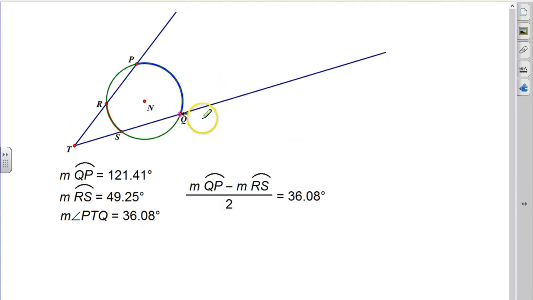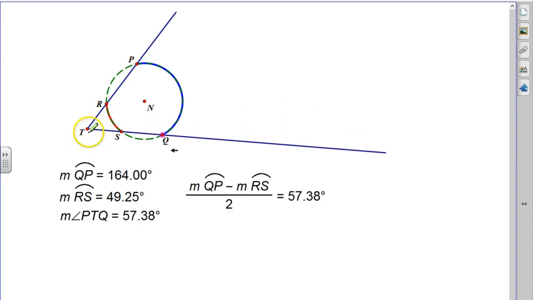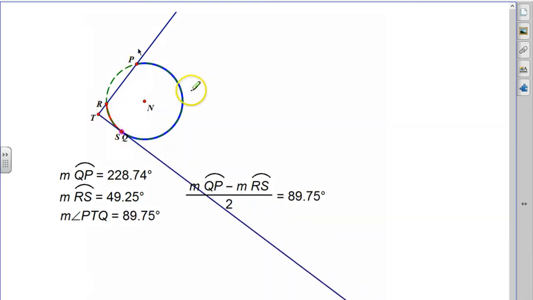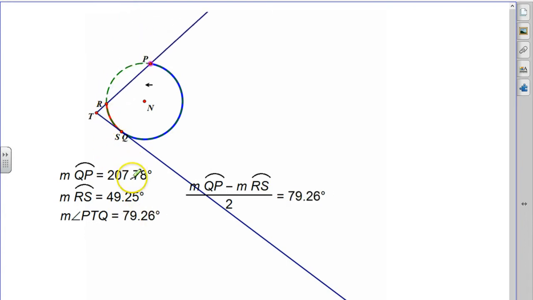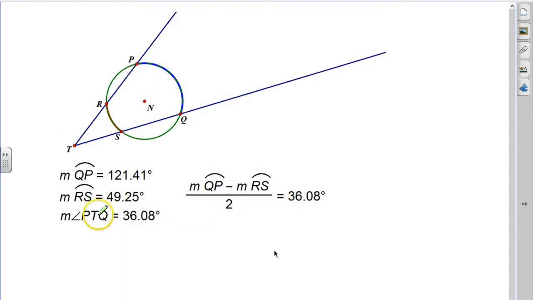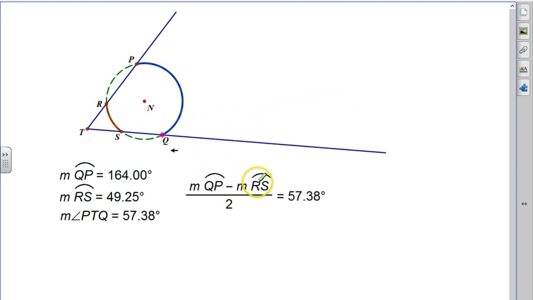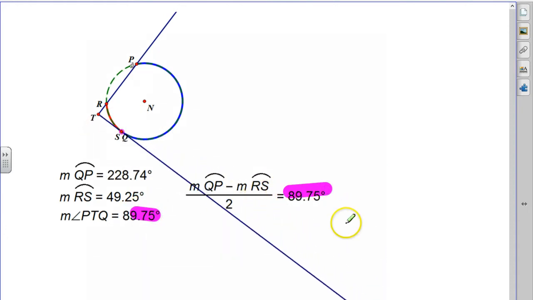Now the last theorem is whenever you have two secant lines that intersect outside the circle at point T. They always create two arcs of their own: the blue arc, which is PQ, and the red arc, which is RS. RS and PQ aren't equal to angle T. Angle PTQ is 36.08. But arc QP minus arc RS divided by 2 is equal to that angle. So these two are equal.